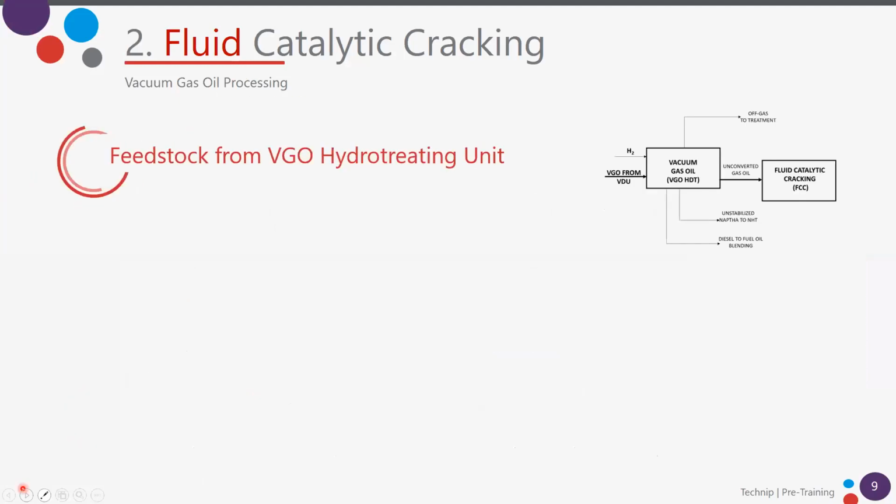So this was the main concept about cracking and fluidization, okay? If you have questions, or we can proceed with the fixed talk to the unit. Any questions, guys?